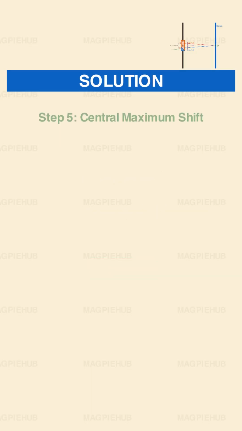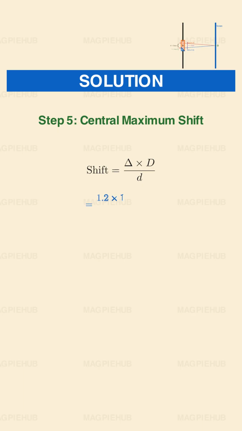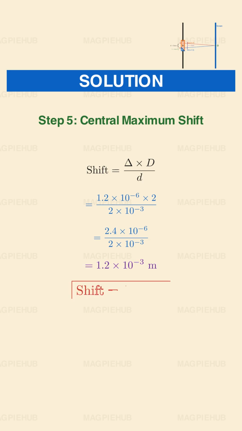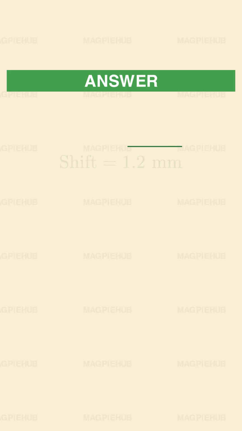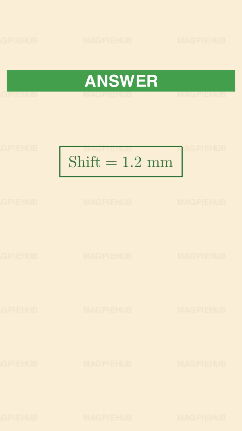Finally, the shift of the central maximum equals delta times D over d. Plugging in the values, that is 1.2 times 10 to the minus 6 meters times 2 meters divided by 2 times 10 to the minus 3 meters. Solving this gives us 1.2 times 10 to the minus 3 meters, which is 1.2 millimeters. The answer is 1.2 millimeters. The central maximum shifts by 1.2 millimeters from the point O.